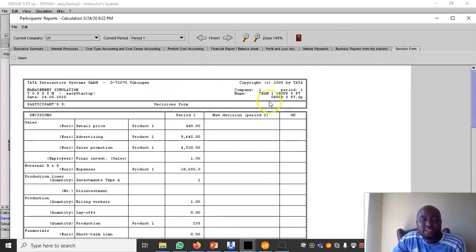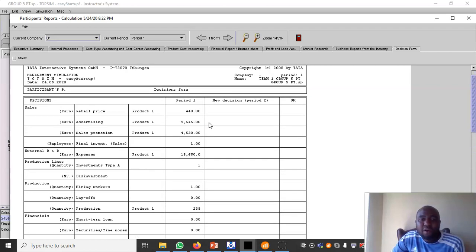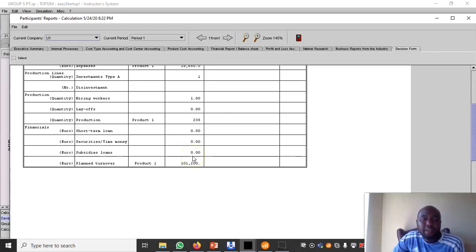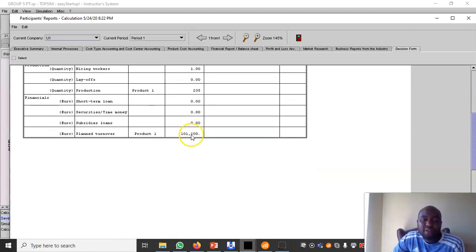Maybe you can also look at the decision form. This is the decision form for your company of the decisions you made in the previous period. You can also use them to better your decisions. You can see how much you charged and all that. So that's how you use the reports.